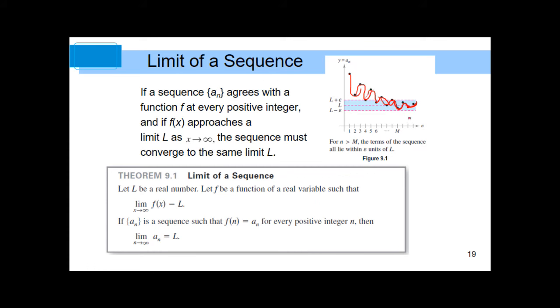If this is f of x, and we can find the limit as x goes to infinity of f of x, then we can also find the limit as n goes to infinity of a sub n. We can figure out what value the sequence is approaching by finding out what value the function is approaching.